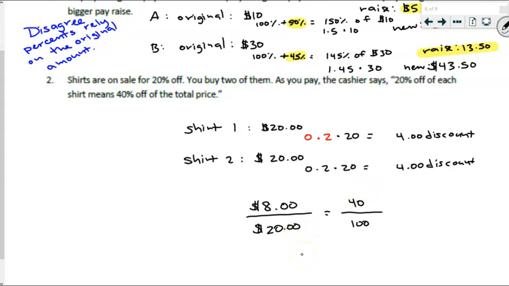Exactly. Nice job catching that. So it would kind of make sense if we looked at it this way, that yeah, we're getting $8 off, but we're getting $8 off out of not just $20 total. What was the original price of both of those shirts? $40. Do you see that, Oren? Now let's compare it to that $40 then.